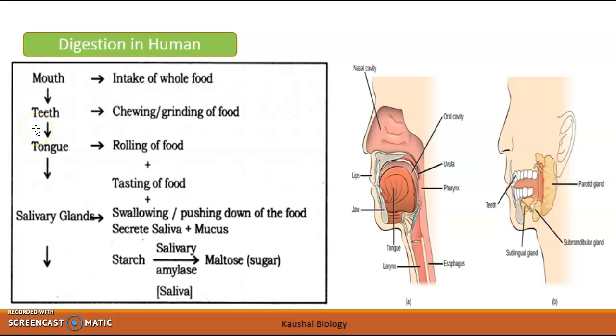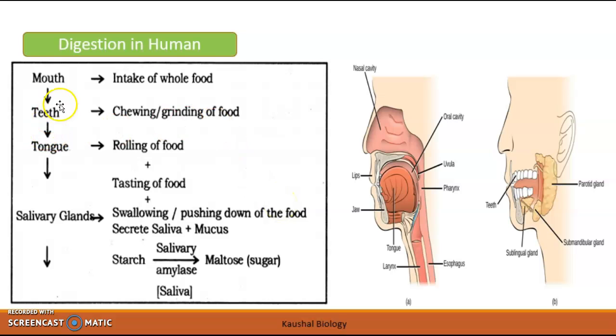Along with the teeth in the mouth we have the tongue also. What is the function of the tongue? The tongue's work is rolling of food, mastication of food, which means mixing the food, and tasting the food. The tongue has taste buds, which help in tasting the food. What other work does it do? It also helps in swallowing the food, that is pushing down the food into the esophagus.